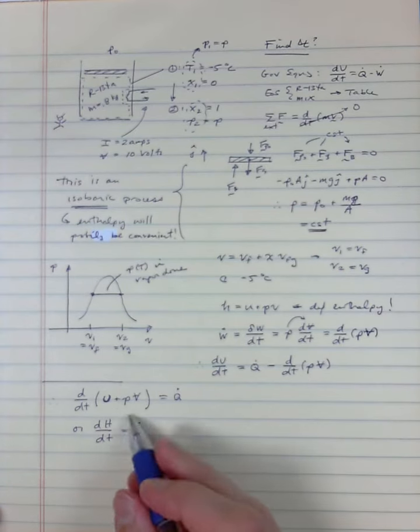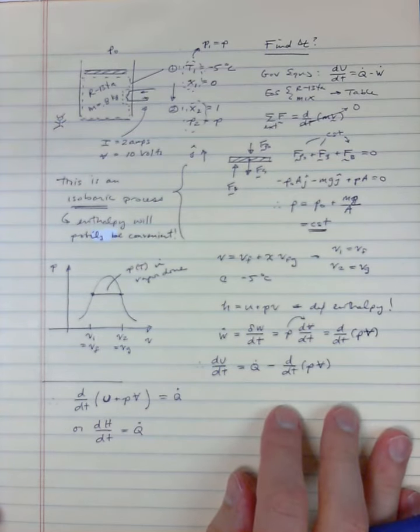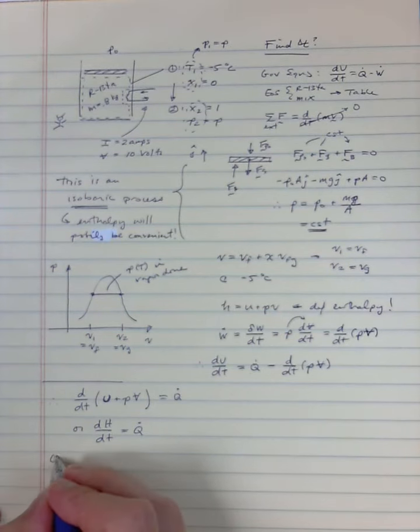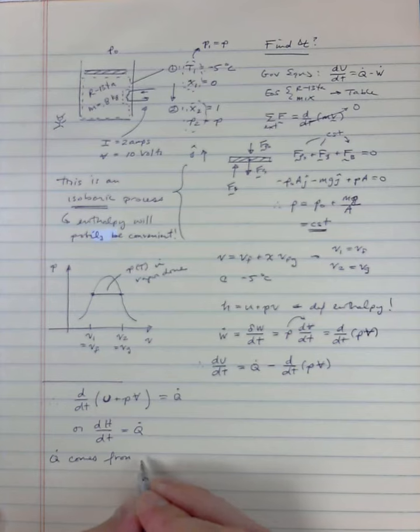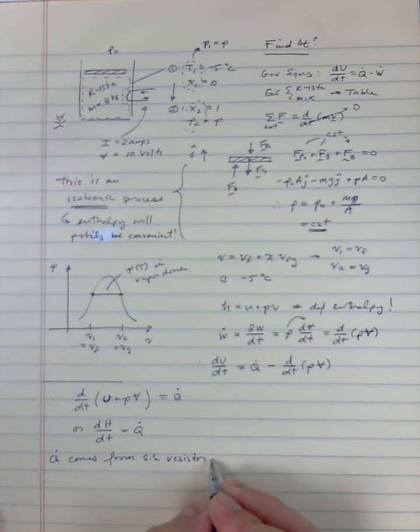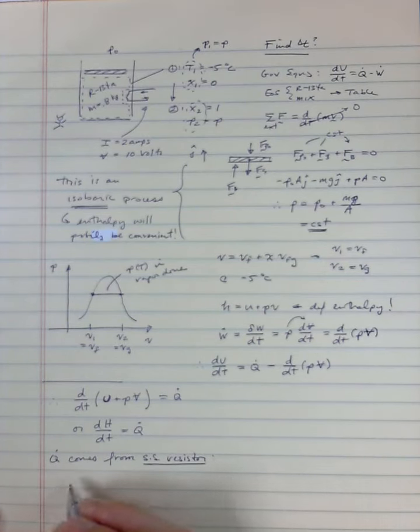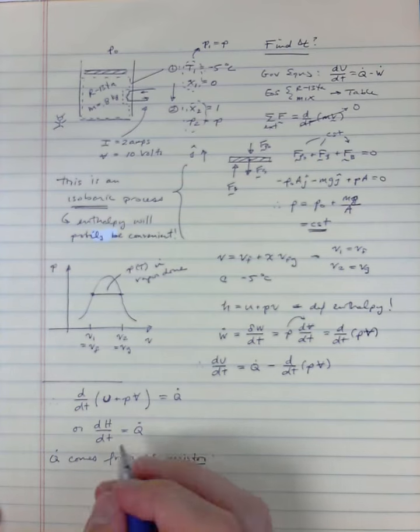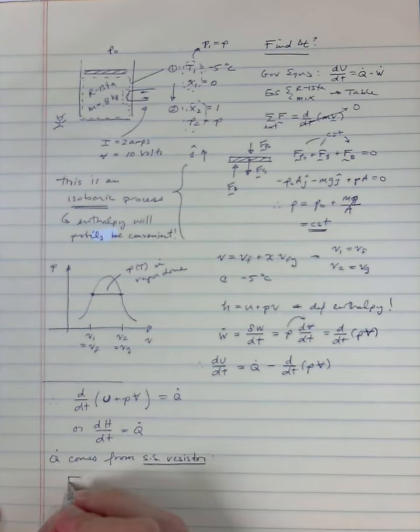So if I know Q dot, I can integrate this, and I can find out the time that things will take. What is giving rise to Q dot here? Q dot comes from the resistor, in fact, a steady state resistor. What does that mean? Let's take a look at the resistor here real quick. So the resistor is running at steady state.